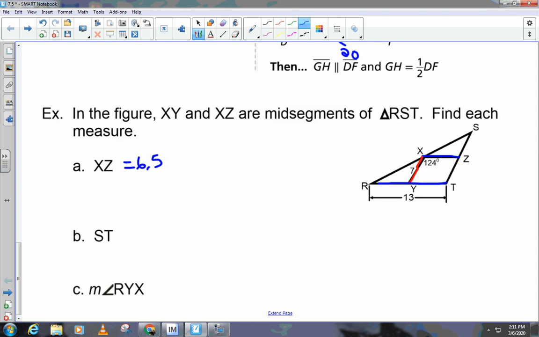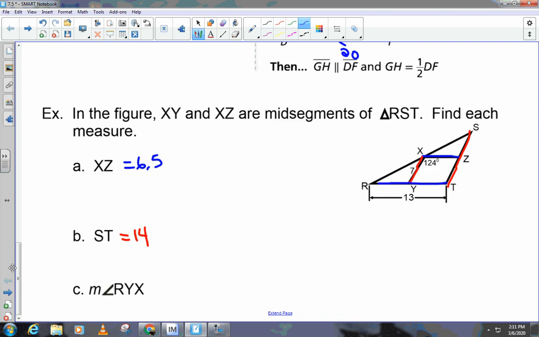Okay. Now we want to find ST. Well, it says that XY is a mid-segment, so it's parallel to ST. If XT is 7, then what do we know about ST? It's 14. Good.